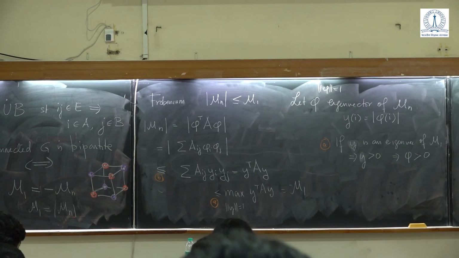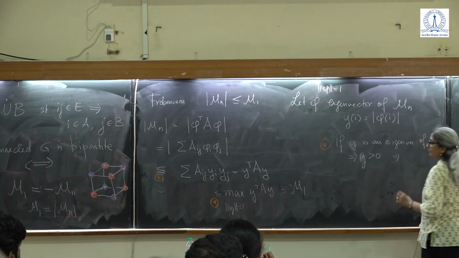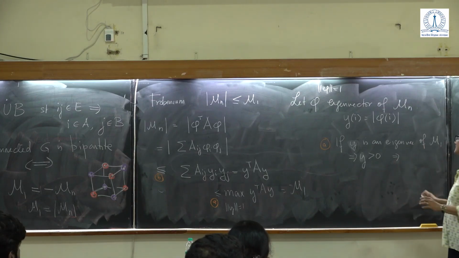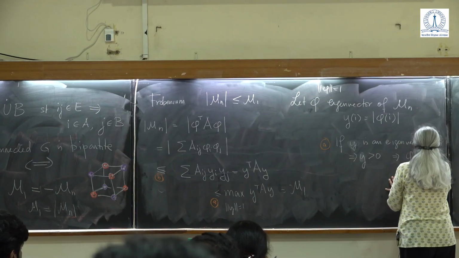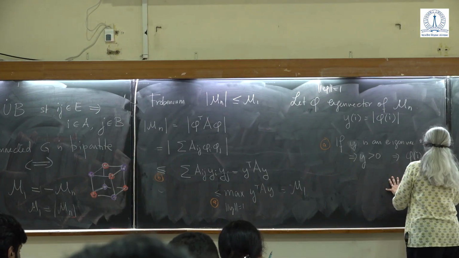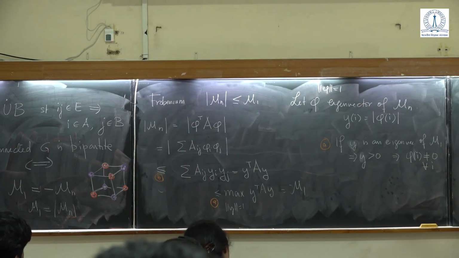Oh, I see what you're saying. Okay, you're right. Yeah, you're right. So all I can say is that phi doesn't have any zeros. Okay, yeah, correct. So phi I is not 0 for all I. Good. Okay. Good. Everybody's paying attention. Excellent. So that is the case.